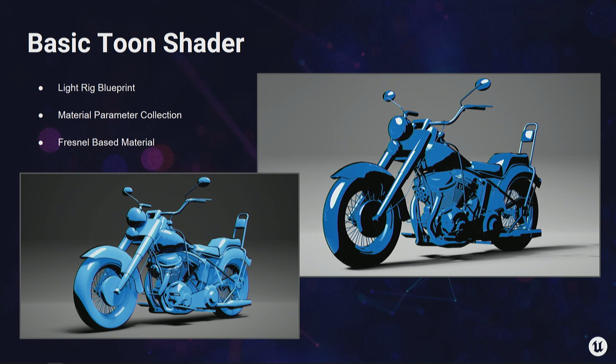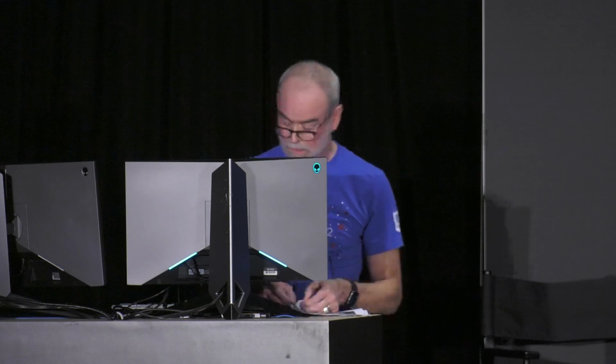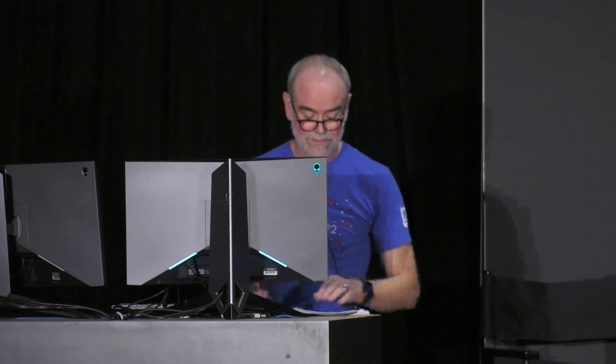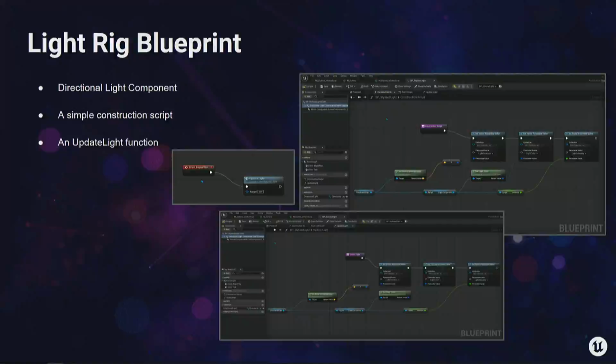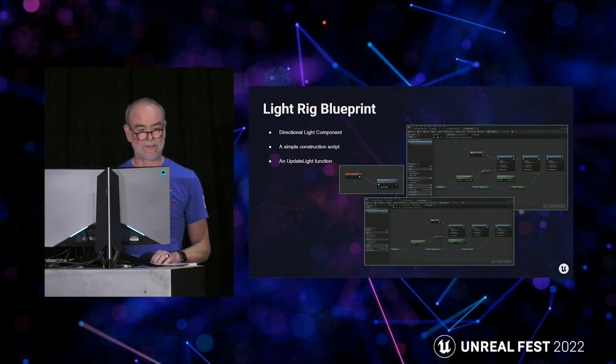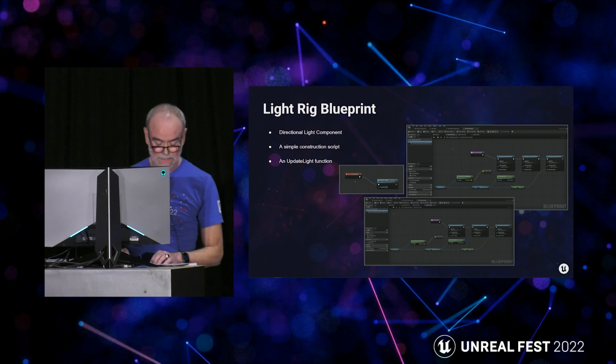In this example of a Toon shader, there are three components: a light rig blueprint, a material parameter collection, and a Fresnel-based material. If we look at the light rig blueprint, it uses a construction script to grab directional light data and updates the material parameter collection whenever any of these parameters change. So if the light turns, it updates the MPC. This also happens in the event graph. It's the same thing, but it gives us the ability to use movie render queue to output the renders.